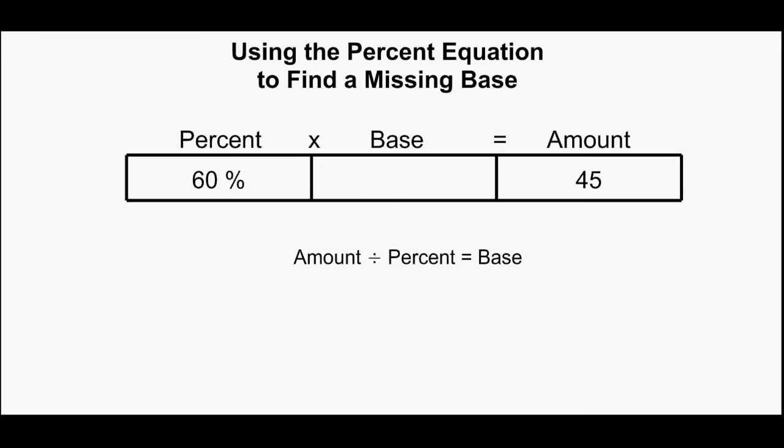Let's try one last example to find a missing base. We have a percent, 60%, times the missing base will equal 45. Take the amount, 45, divide it by the percent in either decimal or fraction form, and you will get the answer 75. The missing base is 75.